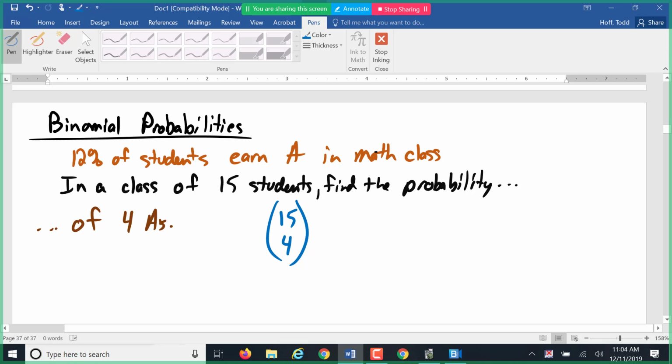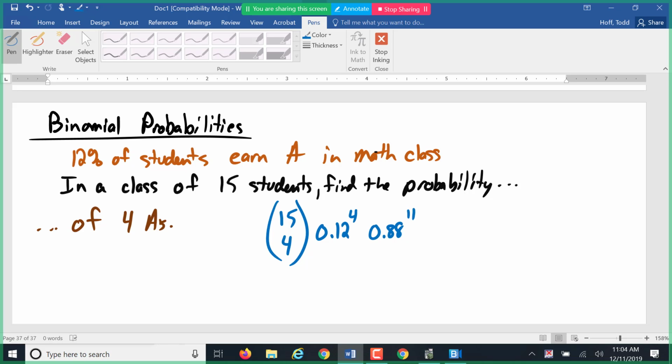Now the rest of it is the probability of success. 0.12 is the probability that they'll have A's. We want 4 of them to have A's. And the probability of failure is 0.88. There's 88% of them that will not get A's, and we want 15 minus 4, or 11 of them, to not have A's. That's the rest of that probability. Now, you're not going to be tested or quizzed on that in this course. But I wanted you to see that there is a connection between binomial probabilities and the binomial expansion that you would receive doing your polynomial expansion.